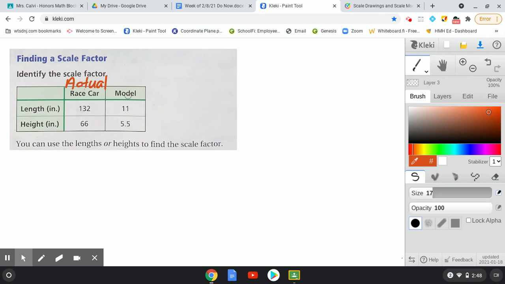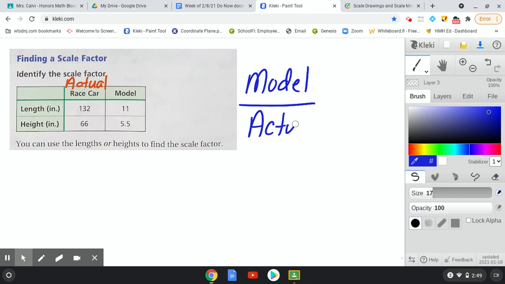All right. So in order to identify the scale factor, it tells us here you can use the lengths or the heights to find the scale factor. What I'm always going to do is the model over the actual. You're going to want to keep this same ratio. So model over the actual. That's important to remember. You're always going to remember that it's going to be the model over the actual to find the scale factor.